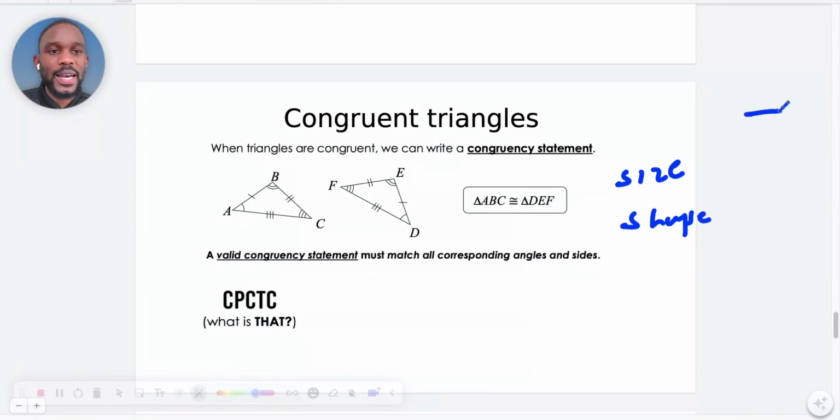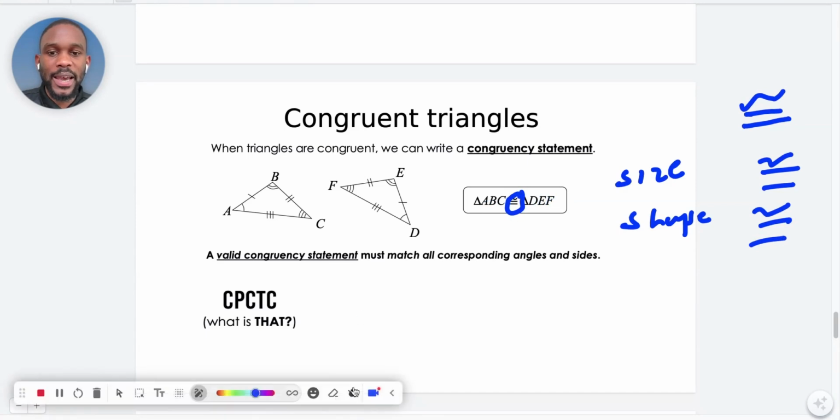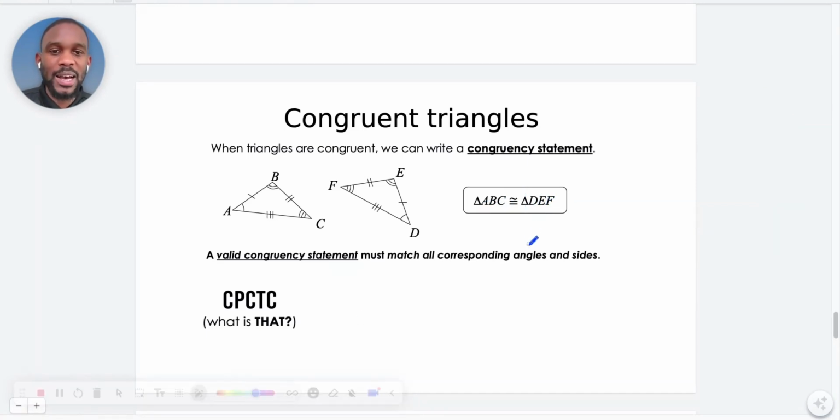Whenever you see a symbol like this, equal signs and then something like that, it just means that the figures are congruent. So this means congruent. Triangle ABC is congruent to triangle DEF. As long as you give me a congruency statement, you're telling me a lot. Okay, let's first look at this. CPCTC. It simply stands for corresponding parts of congruent triangles are congruent.